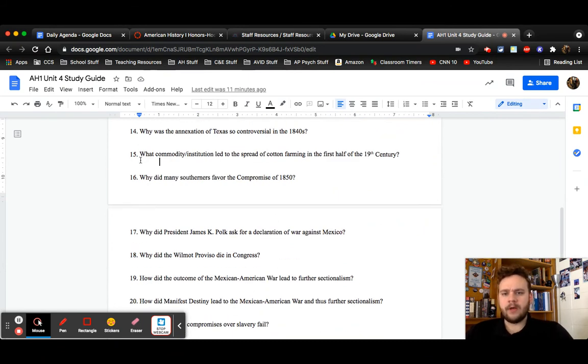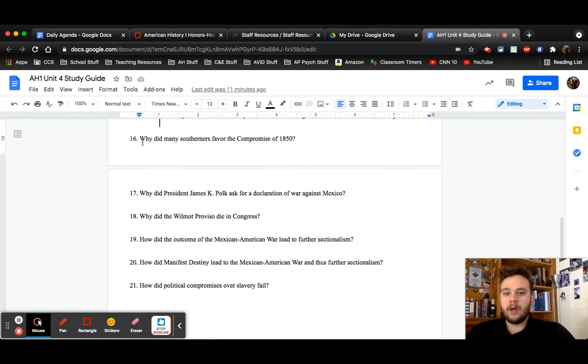15, what commodity or institution led to the spread of cotton farming in the first half of the 19th century? That's about as easy as it gets, folks. It's slavery. As slavery expanded with the creation of the cotton gin, cotton became more of a cash crop and was more widely produced.